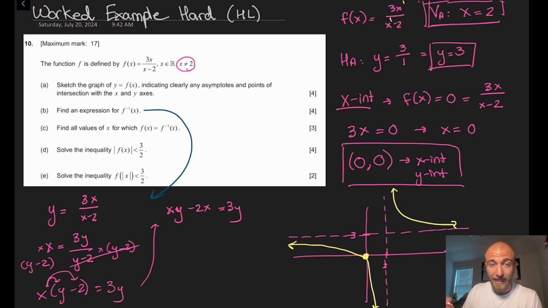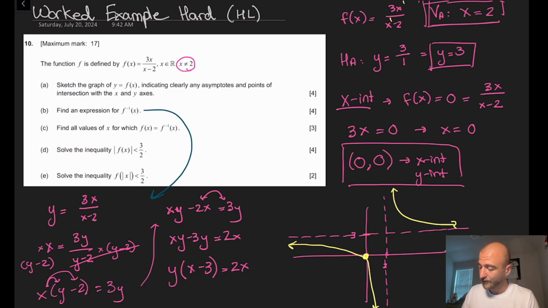Now let's move all the y's on the same side and all the other junk onto the other side. So xy minus 3y is equal to 2x. I'm literally just flipping these two across the equation sign. From here, we can factor out a y term that both of those have in common. We're left with y times x minus 3 is equal to 2x. Nothing changes on the right side.